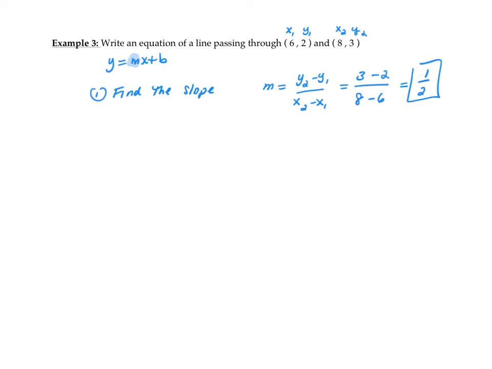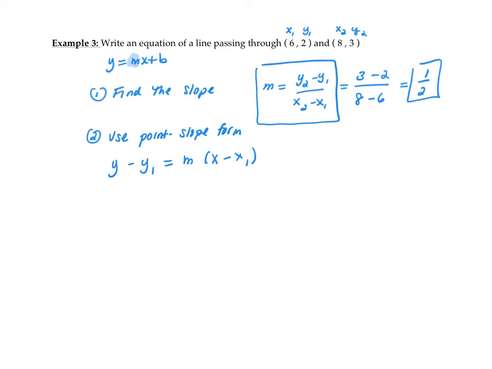All right, step 2. We're going to do something a little different here. We're going to use point-slope form. All right, so point-slope form is y minus y1 equals m times x minus x1. Point-slope form basically comes from the formula for slope that has been multiplied out. Okay, so the slope has been multiplied by x2 minus x1, just like when we have a proportion, how we cross multiply.